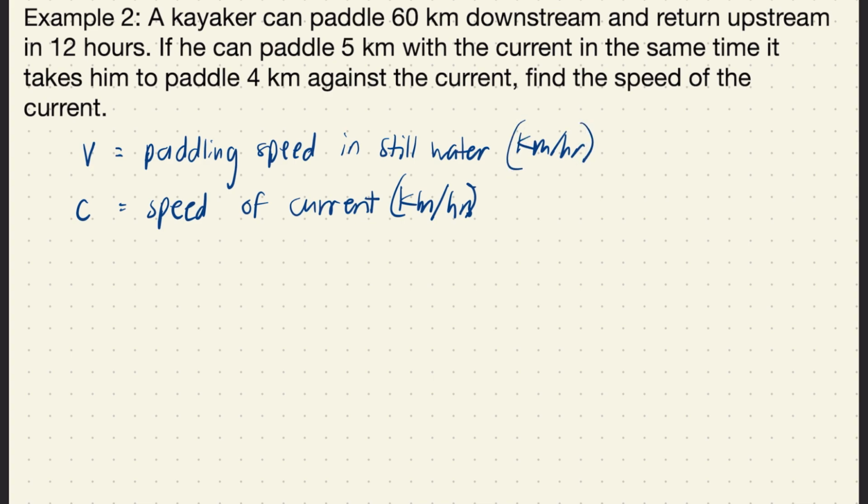So when we go downstream, the downstream speed is V plus C because he goes with the current. The upstream, if he goes against the current, is the paddling speed minus the current, because it interferes with the direction.